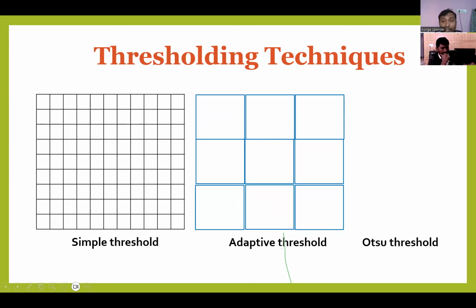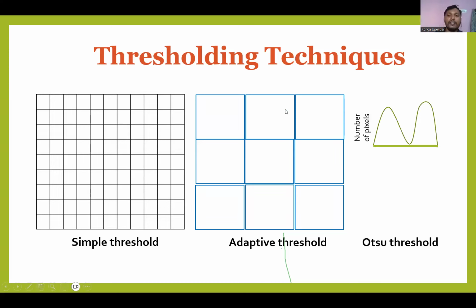It is our goal to see which one is best for our image. In the adaptive thresholding technique, the entire image is divided into a number of blocks. You can see here 3 by 3, a total of nine, so I divided the image into 9 blocks. For each square box, one threshold value is selected by the model itself. The algorithm works like that. Then you classify the image into foreground and background.